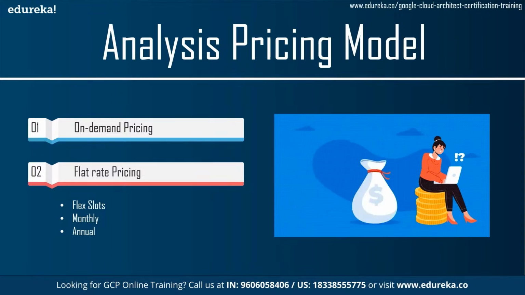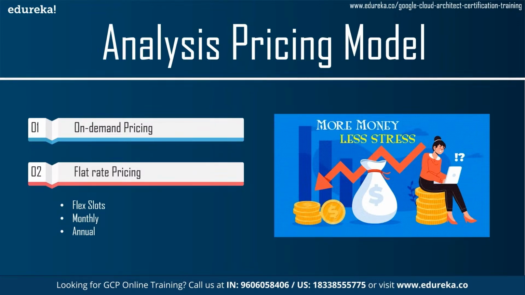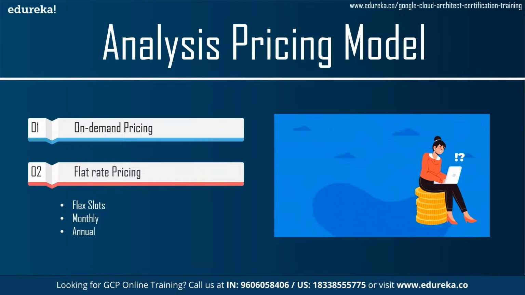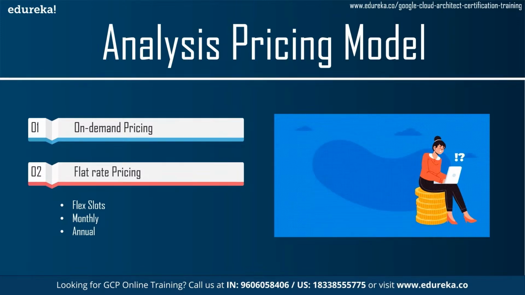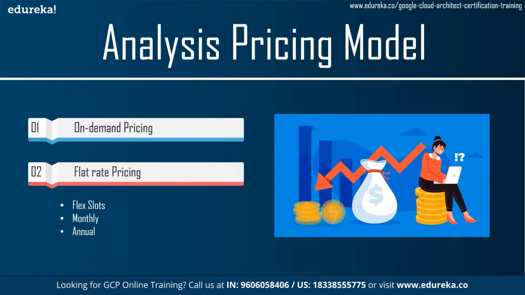Second is flat rate pricing. With this pricing model, you can purchase slots, which are virtual CPUs. When you buy slots, you are buying dedicated processing capacity that you can use to run queries. Slots are available in the following commitment plans. Flex slots, where you commit to an initial 60 seconds. Second is the monthly plan, where you commit to an initial 30 days. Then there's an annual plan, where you can commit to 365 days. With monthly and annual plans, you receive a lower price in exchange for a longer term capacity commitment.